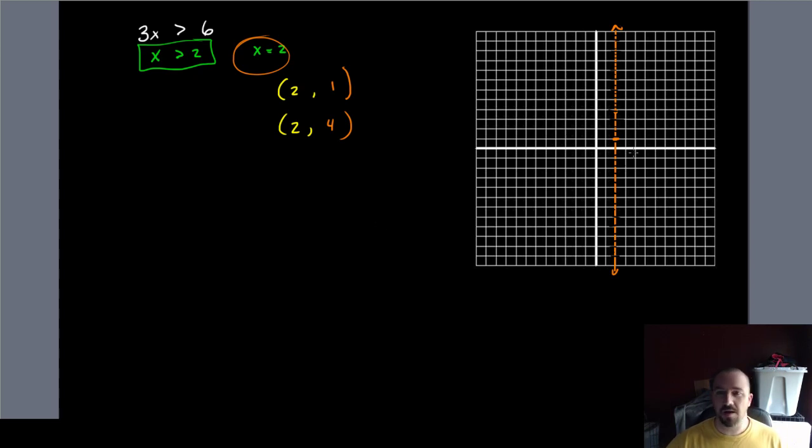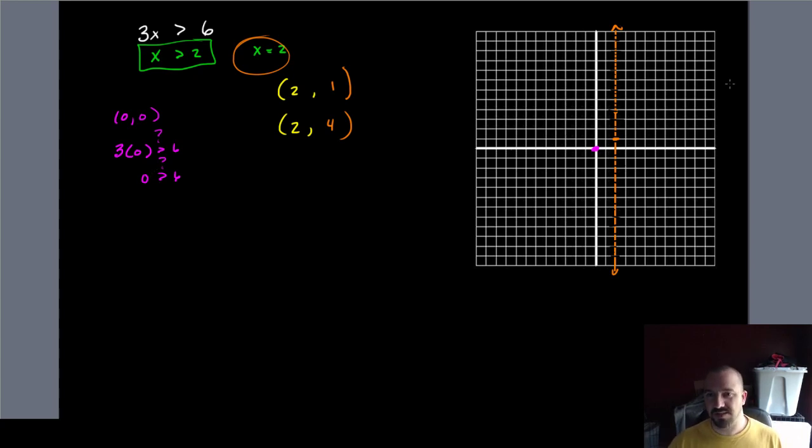All right, so now I don't really need to test this, but it's because I've been doing it a while. If you would like to test this, just pick a point not on the line. I always choose (0, 0) if I can because it's just easy. So remember that x is 0, y is 0 in that case. So I just go ahead and plug that into my original inequality. 3 times 0 is greater than 6. Is that true? 0 is greater than 6? Not so much. So the left side's not going to work.